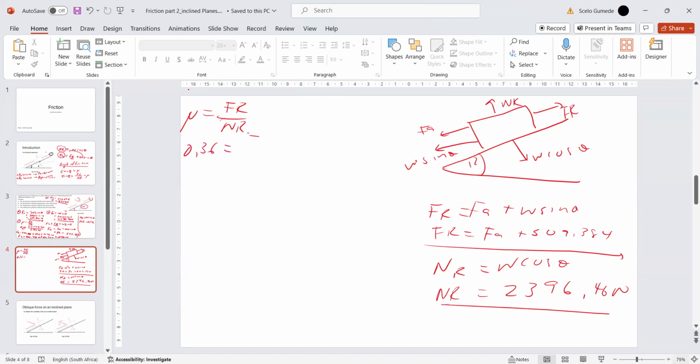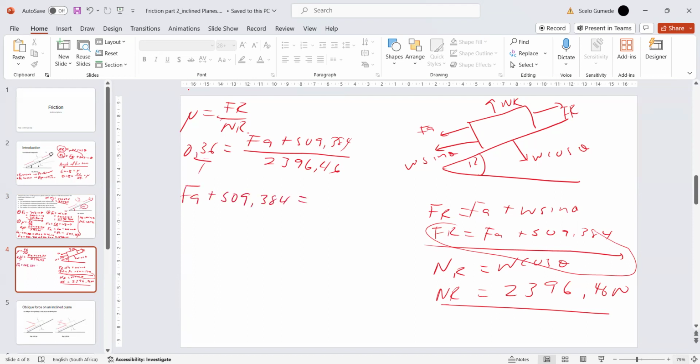Now let's substitute it there. 0.36 is equal to Fa plus 509.384, divided by NR, which is 2396.46. Cross multiply. Fa is equal to 0.3 into 2396.46. Then it becomes exactly what we anticipate.